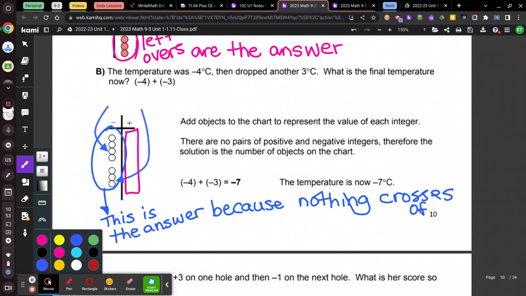So nothing crosses off and disappears, which means everything is the leftovers that you add together. So you add all the leftovers together.